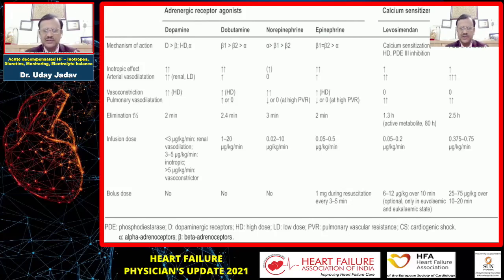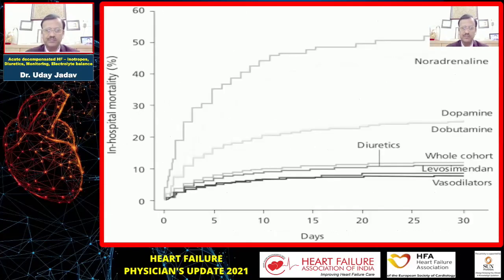And let's say for a 60 kg person, after a bolus dose, if at all you have to use it, you can use anywhere between 4 to 12 micrograms per minute as an infusion. Now, are we set for this drug? So there are some very important slides.